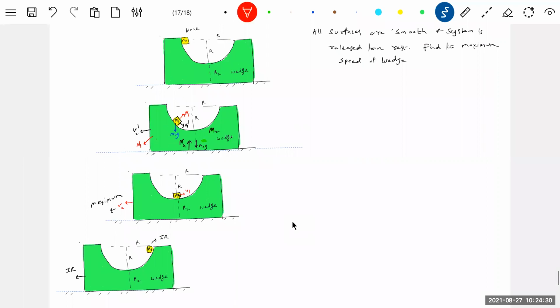Applying conservation of mechanical energy. M1gr equal to, okay, like this. I'll get the V1 and V2. Two unknowns are there. I need one more equation. Conservation of linear momentum. Initial momentum 0, final momentum, and this V2 is in fact the maximum.